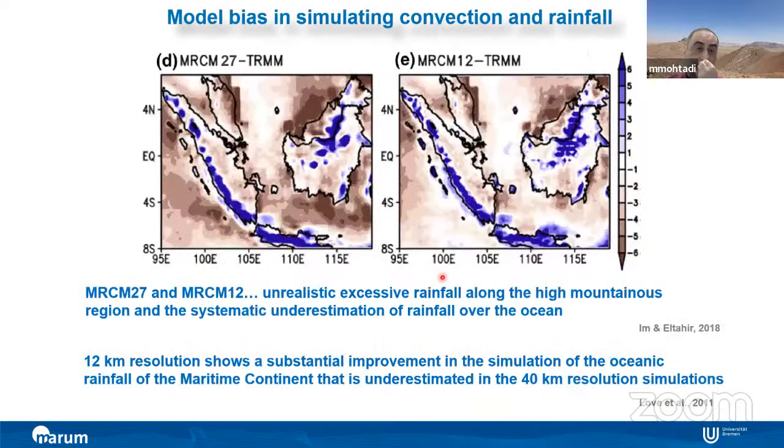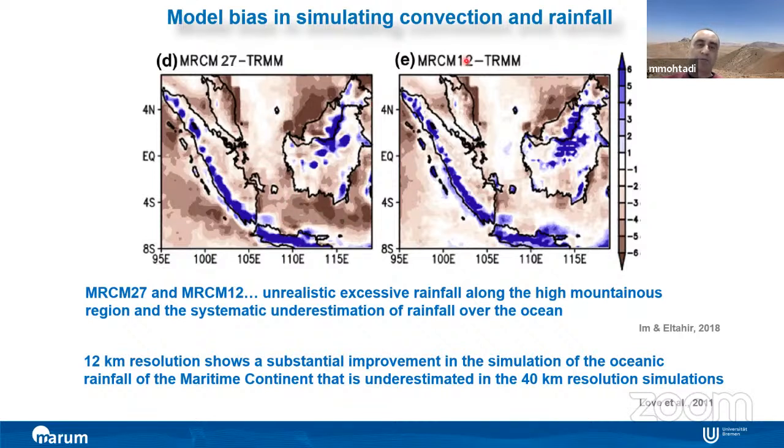This is an example of how it looks. This is basically a regional climate model with 27-kilometer resolution. That's a very good resolution, I would say. But what we see here is the difference to the instrumental data, to TRMM, the Tropical Rainfall Measuring Mission data. This model unrealistically shows excessive rainfall along the mountain ranges. These are the bluish colors, higher than observed. But the ocean is underestimated. The rainfall over the ocean is underestimated in this model. These are the brownish colors.